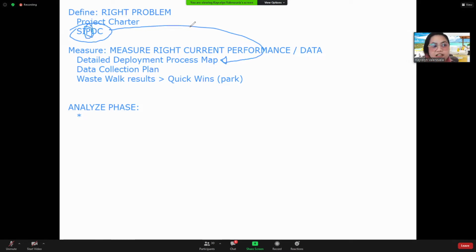Ano ginamit ko sa define? Yung P na yon na napaka-high level, tipong brew coffee, grind coffee, etc. hanggang sa serve coffee to customer. Yun lang yung nakalagay sa sipok mo, di ba? And then when you went to measure phase, yung P na yun, kinuha nyo sa define, dinala nyo sa measure phase, and you created a detailed deployment process map. Now, ano naman yung galing sa measure phase na dadalhin mo sa analyze phase?